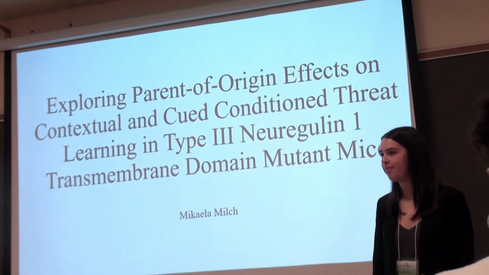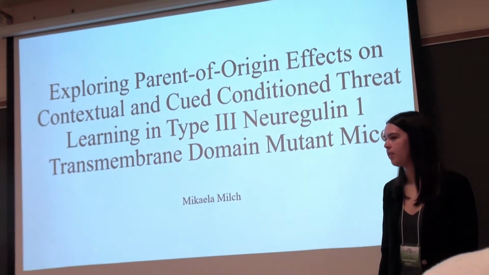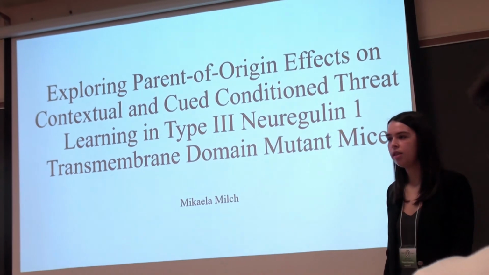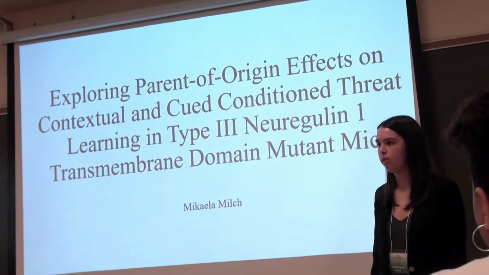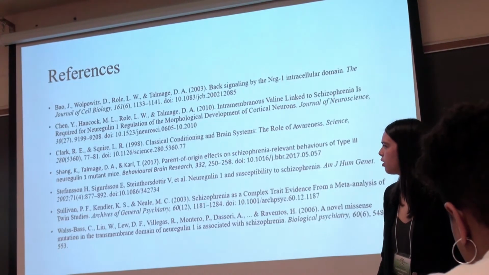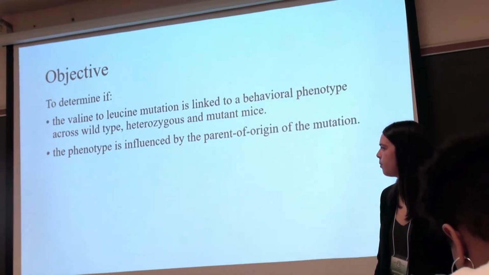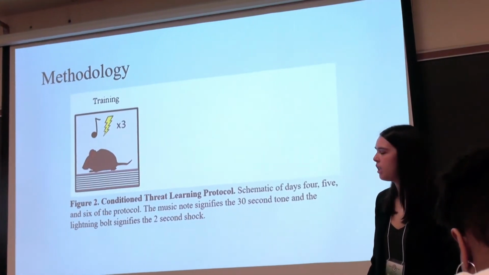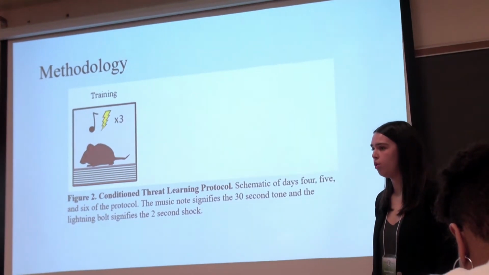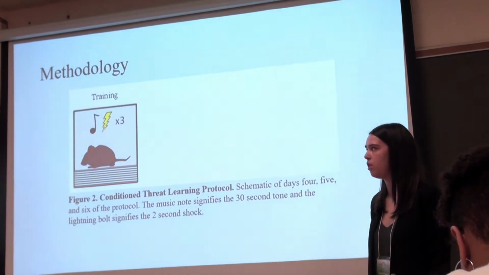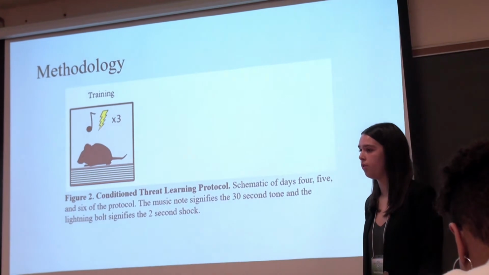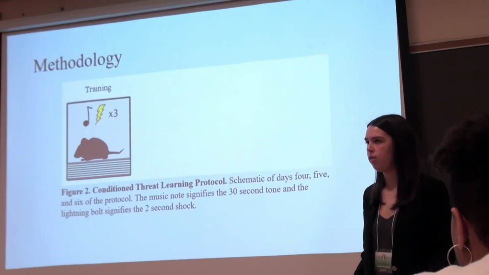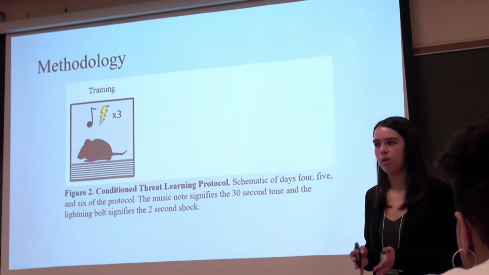Okay, I have a couple questions. Could you define associative threat learning? It's a synonym for conditioned threat learning. What is threat learning? It's teaching the mice to associate the context and the tone with the aversive stimulus, so the foot shock. It's learning to associate one stimulus with another.